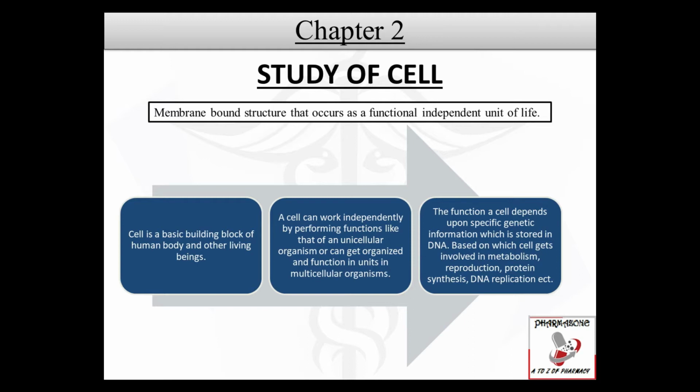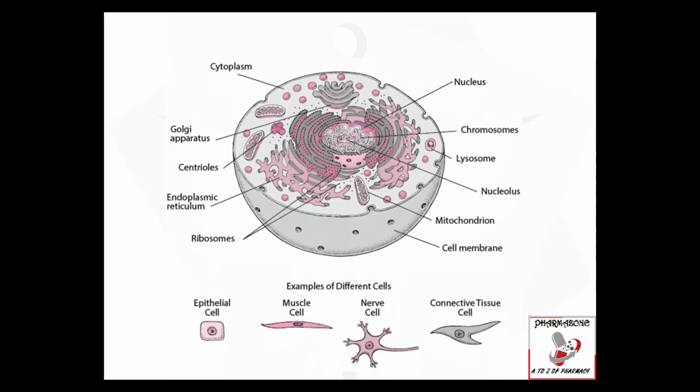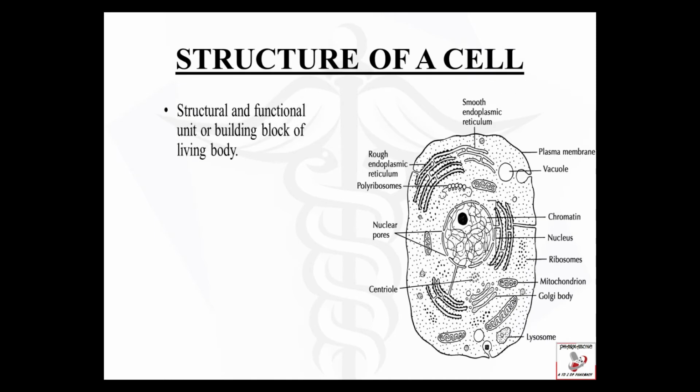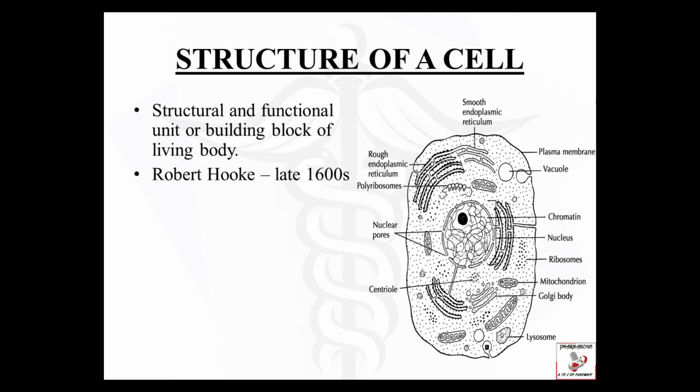The function of the cell depends upon specific genetic information which is stored in DNA, based on which the cell gets involved in metabolism, reproduction, protein synthesis, DNA replication, etc. Let's see the structure of the cell now. A cell consists of cytoplasm, Golgi apparatus, centrioles, endoplasmic reticulum, ribosomes, cell membrane, mitochondrion, nucleolus, lysosome, chromosomes, and nucleus. It is a structural and functional unit or building block of the living body. Robert Hooke is credited with the discovery of the cell in the late 1600s.